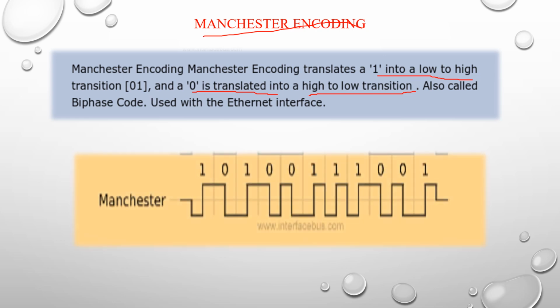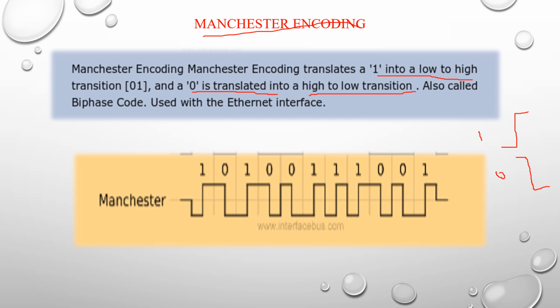So 1010011110001 is the given digital data. We have to convert this data into a line coding by using the Manchester encoding technique. So we know that in Manchester encoding, 1 is a transition from low to high and 0 is a transition from high to low. So the first bit is 1, and 1 is a transition from low to high.